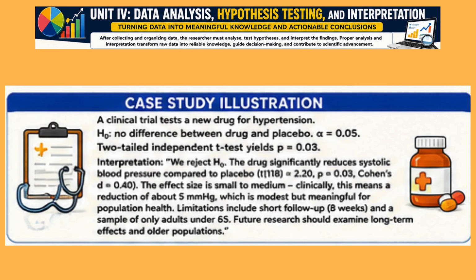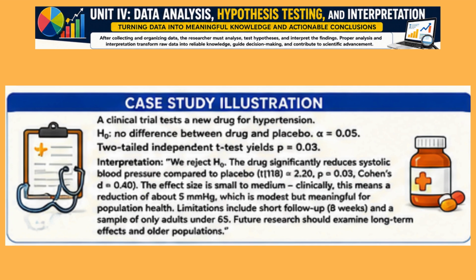The researcher concludes that the medication significantly reduces systolic blood pressure compared to the placebo. The effect size represented by Cohen's d is 0.4, indicating a small to moderate effect. From a practical perspective, the medication reduces blood pressure by approximately 5 millimeters of mercury (mmHg), which may have meaningful public health benefits. However, the researcher must also consider limitations.